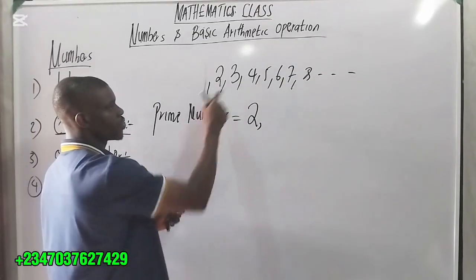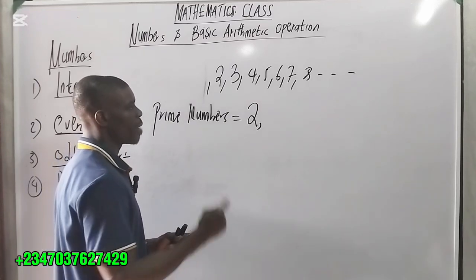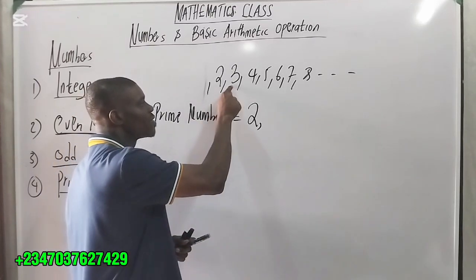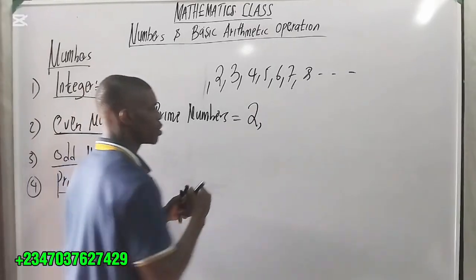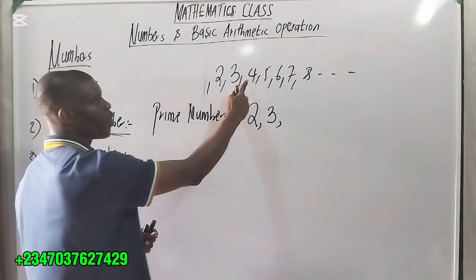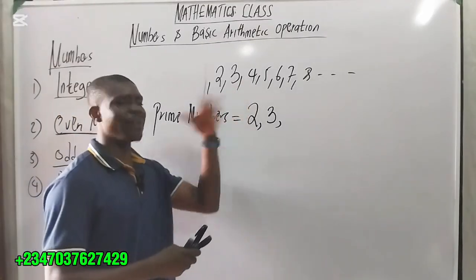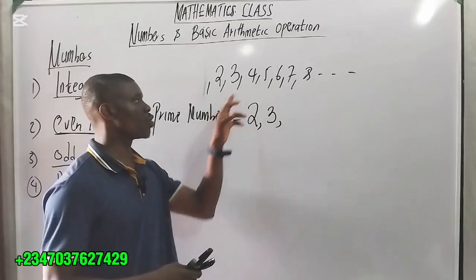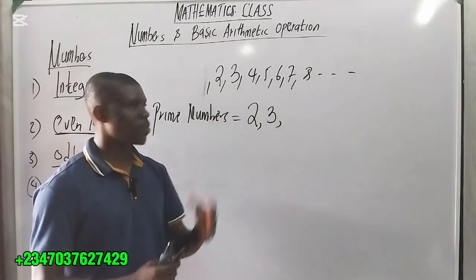The next one is 3. 3 is a prime number. Why? Because it is divisible by 1, and it does not have any other factor other than itself. Right? Next one is 4. 4 is not a prime number. Why? Because it is divisible by 2, and so 4 has another factor. So 4 is not a prime number.